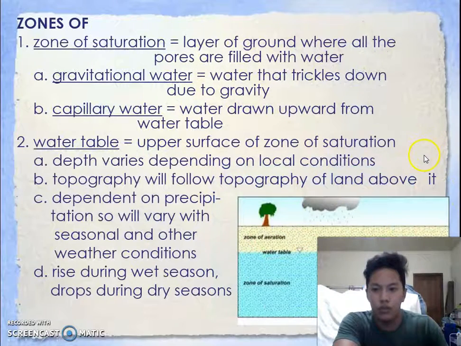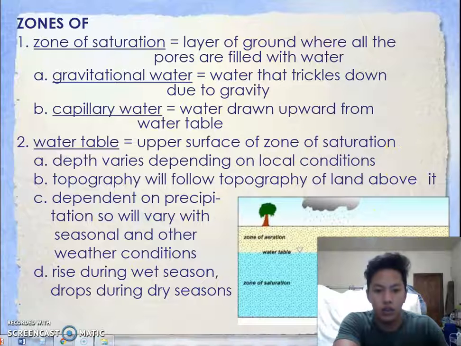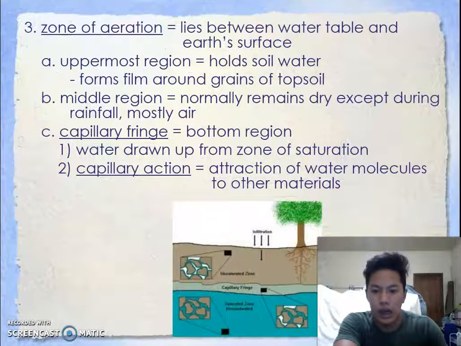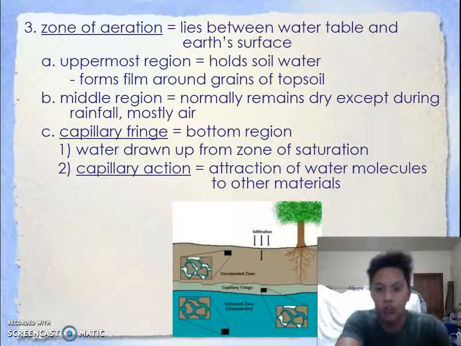Zones of saturation. A layer of ground where all the pores are filled with water. Water table. The upper surface of the zone of saturation. Its depth varies depending on local conditions. The zone of aeration lies between the water table and the Earth's surface.